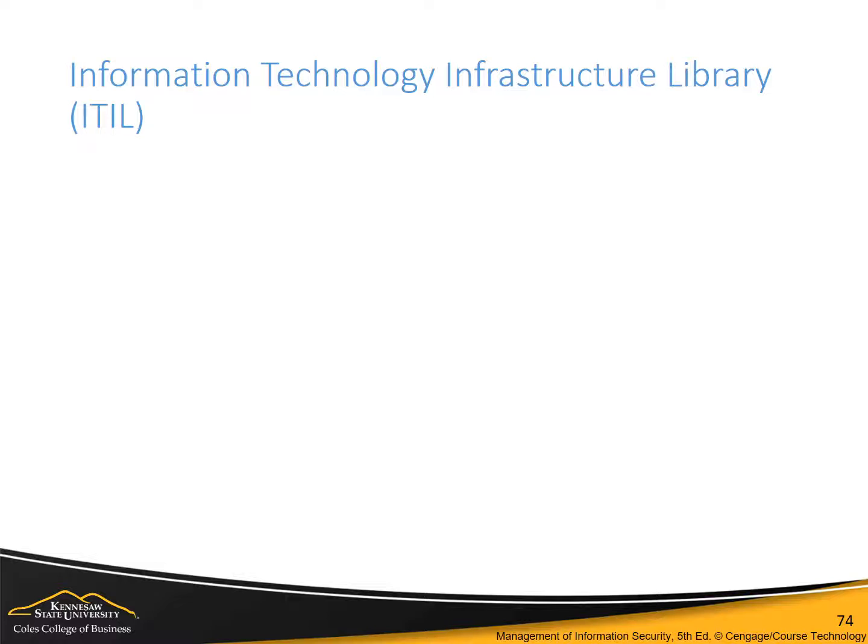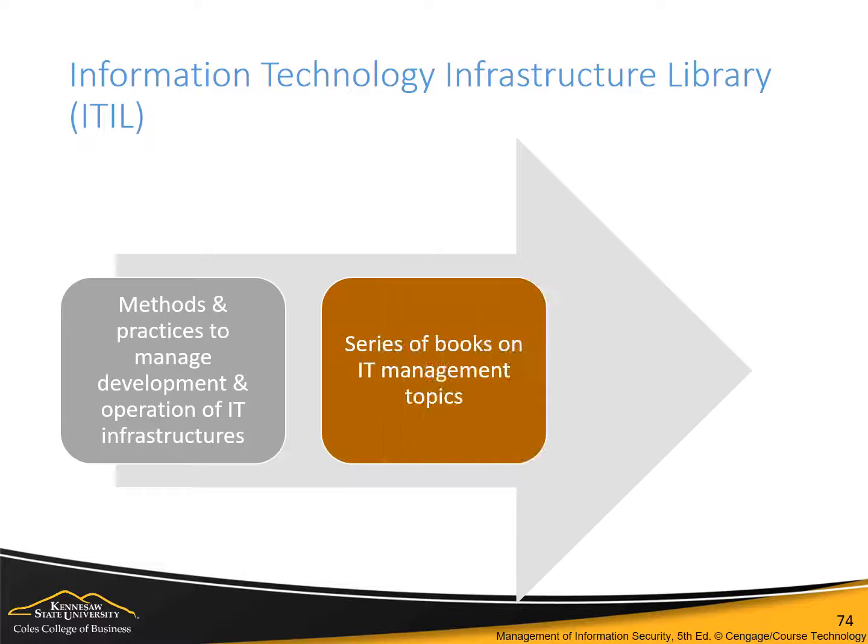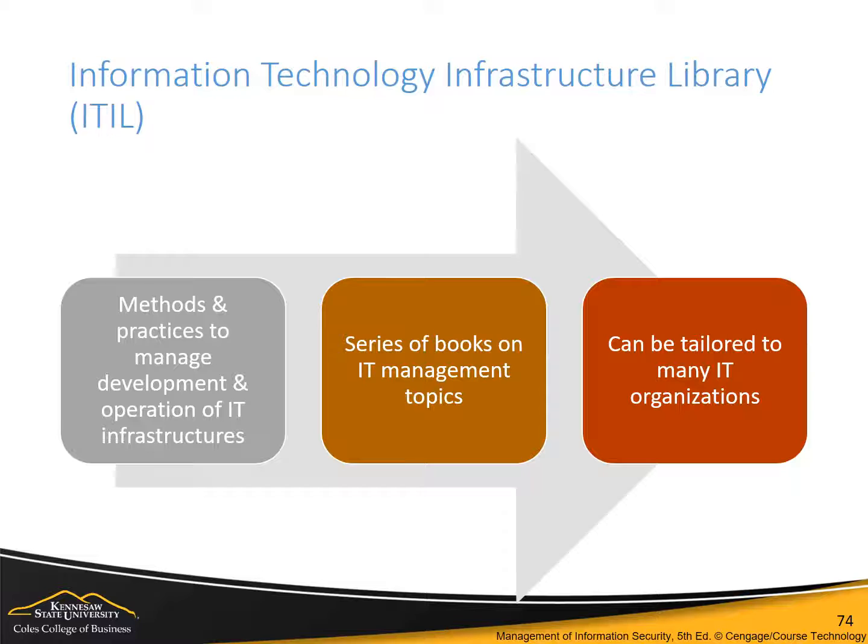Information Technology Infrastructure Library is a collection of methods and practices useful for managing the development and operation of information technology infrastructures. It has been produced as a series of books, each of which covers an IT management topic. Since it includes a detailed description of many significant IT-related practices, it can be tailored to many different IT organizations.